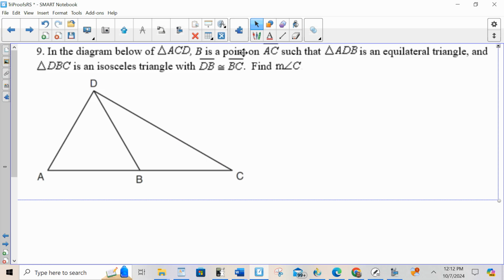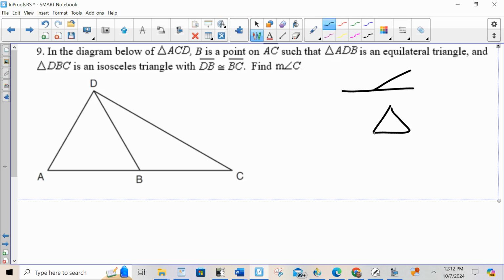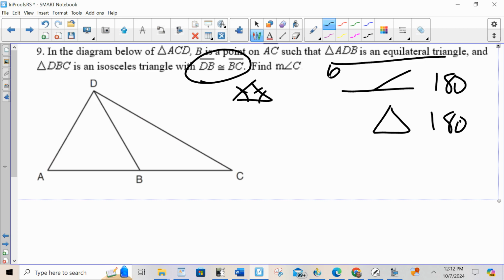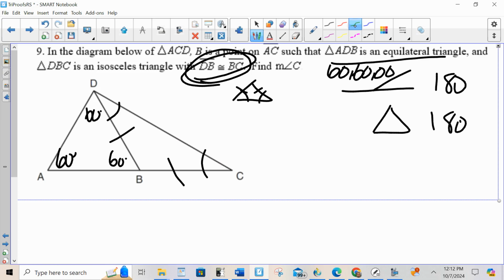Look for linear pairs. Look for angles of a triangle, both of which add to 180. If they give you congruent, mark the sides, mark the angles opposite them. If they give you equilateral, 60, 60, 60. So ADB is equilateral, 60, 60, 60. If DB is congruent to BC, I mark those sides. I mark the angles opposite them. I look for linear pairs. There's one right there. 180 minus 60 is 120.